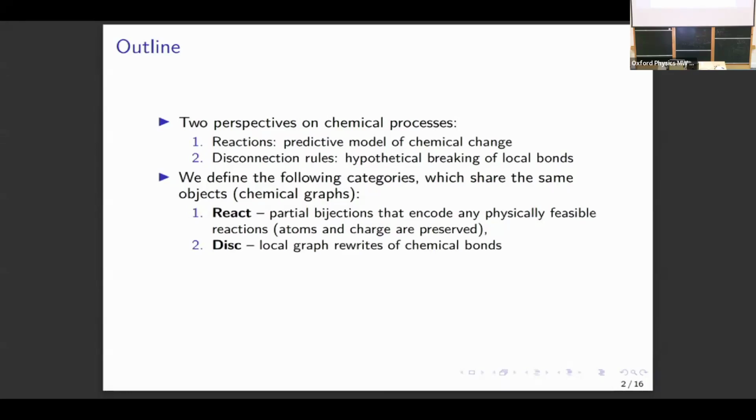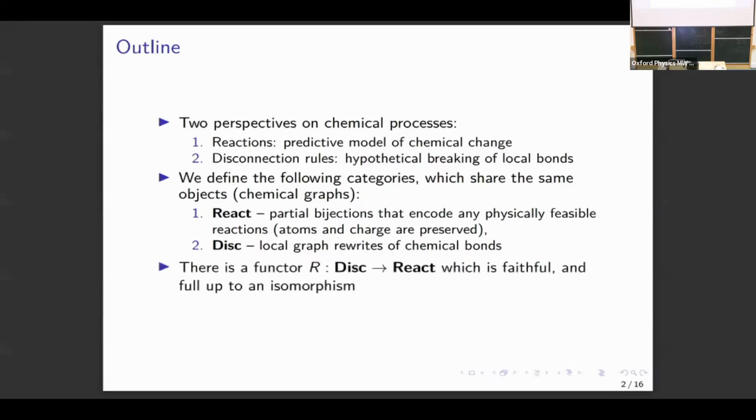Then we prove that there is a very tight connection between the two. As I was saying, the theorem that we are going to get by the end is, first of all, that there is a functorial translation from disconnection rules to reactions, which is faithful, and moreover, it is full. Well, it's not quite full. It's full up to isomorphism. Every reaction is isomorphic to something in the image of R.